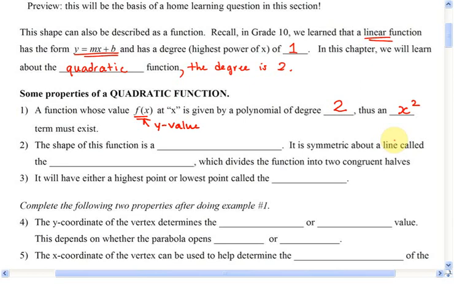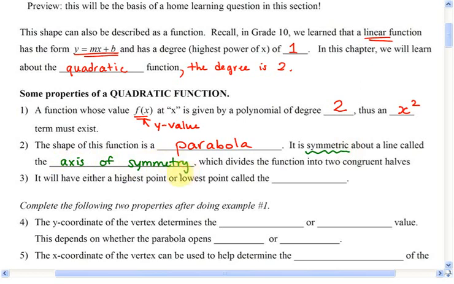Now we already talked about the shape of this function. What is it called? A parabola. Good. So it's called a parabola. And the neat thing about this parabola is if you were to look at it and draw a line straight down the middle, it cuts the parabola into two equal pieces. And so what do we call it in math when we get two equal pieces? It's the idea of being symmetric. And it's symmetric about a line. And there's a special name for the line. It's called the axis of symmetry. I'll show you that in a second with an example.